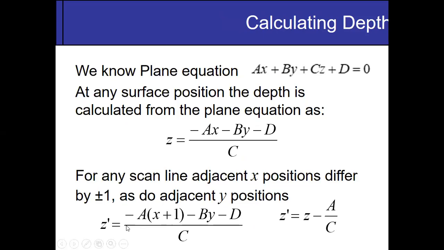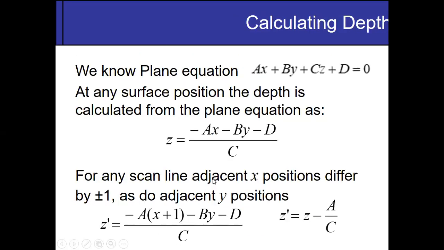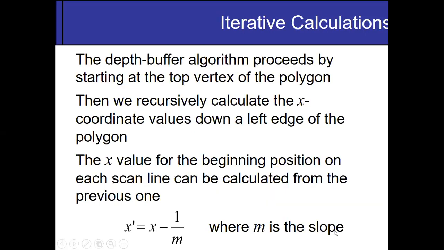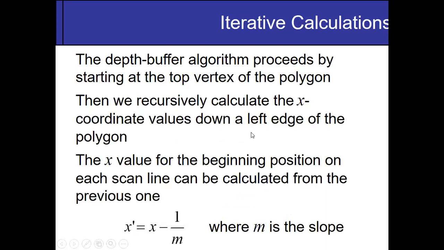For the next coordinate, that is this Z dash, wherever you have X, you write X minus 1 by M. That means, simply put, replace X with X minus 1 by M in both the equations, in Z as well as Z dash. So the new Z dash, here we got as Z minus A by C. Here we will get Z dash as Z minus A by M plus B by C. Just do it, it's simple mathematics.